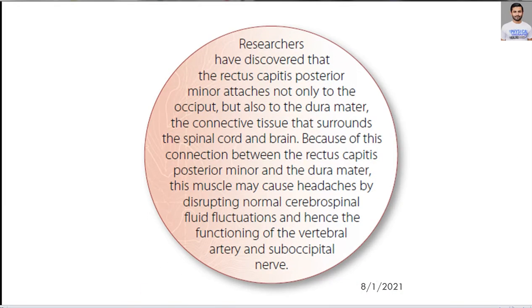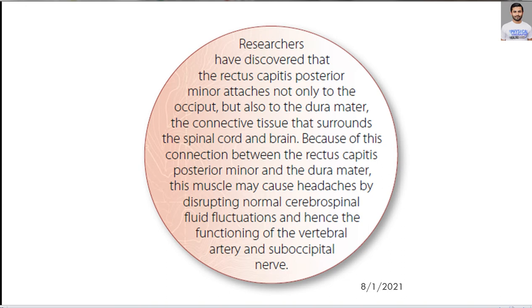Here you can see researchers have discovered that the rectus capitis posterior minor attaches not only to the occiput but also to the dura mater. So there is a direct connection between the rectus capitis and the dura. So if this muscle becomes tight or taut, or if this muscle has spasm in it, it pulls the dura mater. If the dura mater is pulled, it means that the flow of the CSF can be obstructed or hindered. So with altered mechanisms, it can produce cervicogenic headaches.